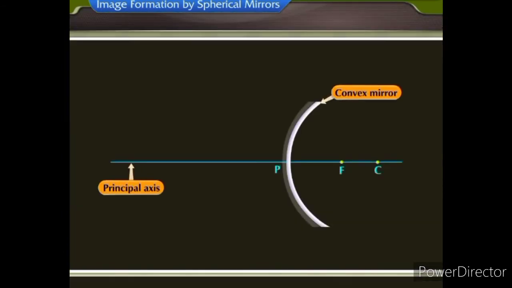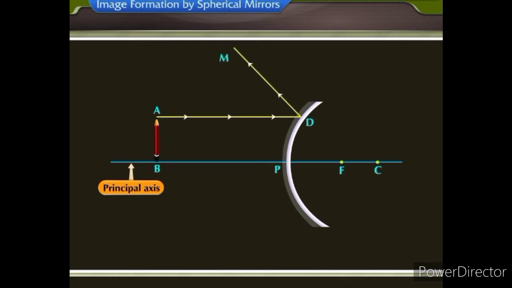Let us consider two positions of an object to study its ray diagram. Let the object, that is, the pencil AB, be placed in front of the convex mirror anywhere between the pole and infinity. Let us consider a ray AD traveling parallel to the principal axis. It gets reflected as a ray DM. According to the rules, the ray appears to come from focus F. The other ray AG traveling towards the center of curvature C gets reflected along the incident path as ray GA.